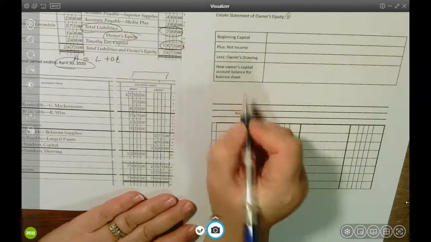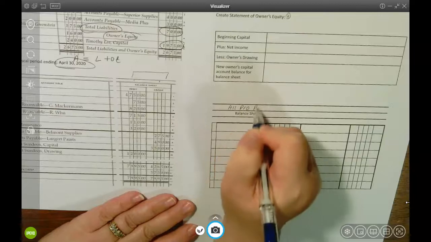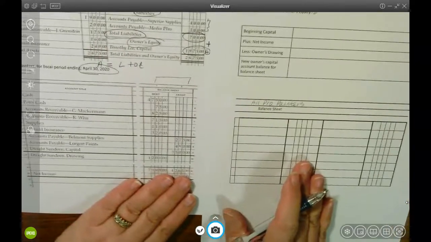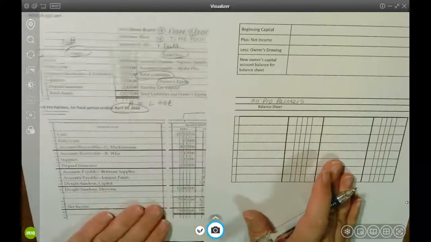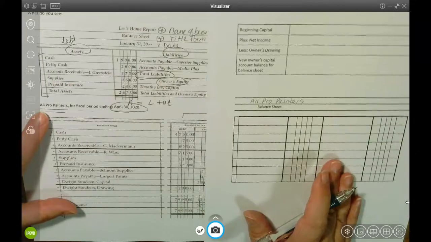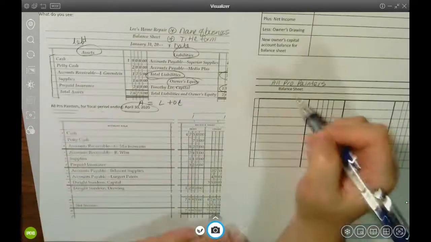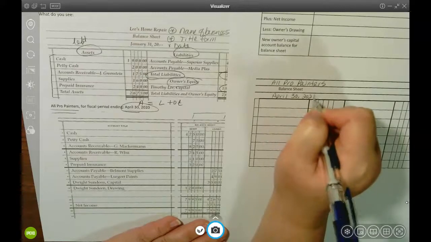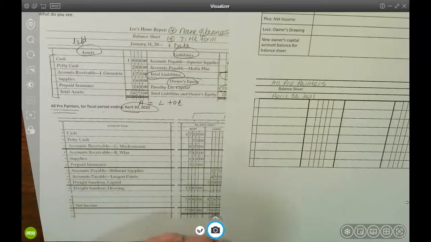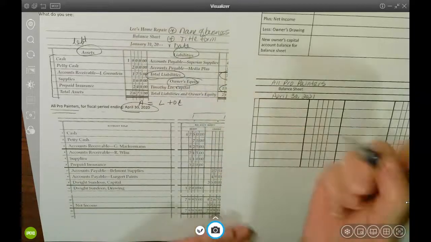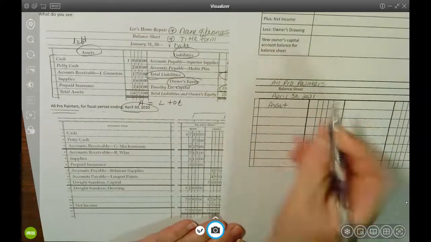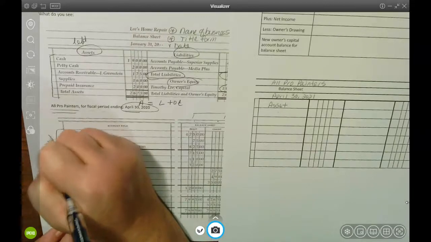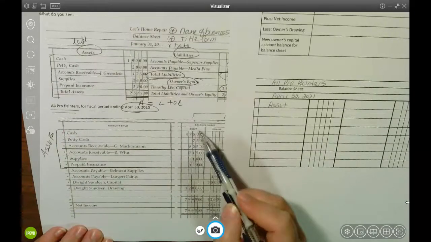According to this, the first thing we have to do is write the title of the business, All Pro Painters. We know it's All Pro Painters because it told us over here. April 30th is the date. Balance sheet is already there. We'll just pretend we're fast forwarding. Now, according to the way that the balance sheet is set up, assets are here. And then we are going to list all of the assets that are on the worksheet and the amounts here.